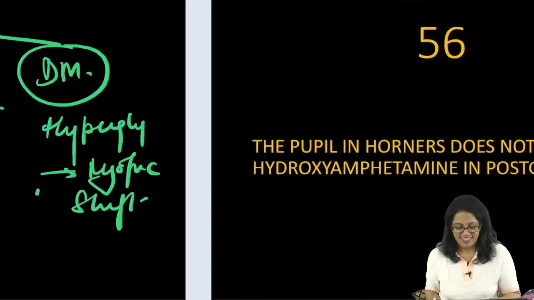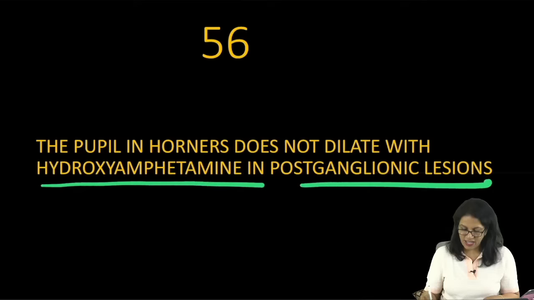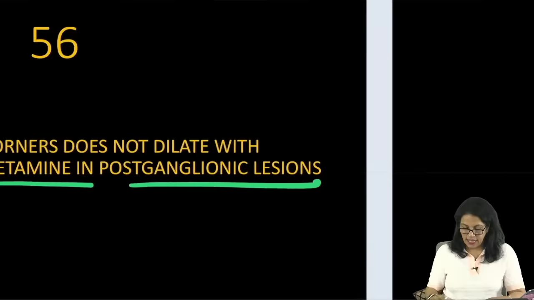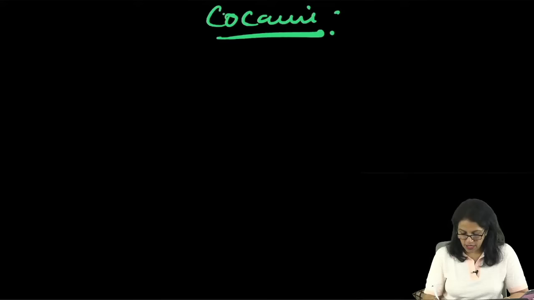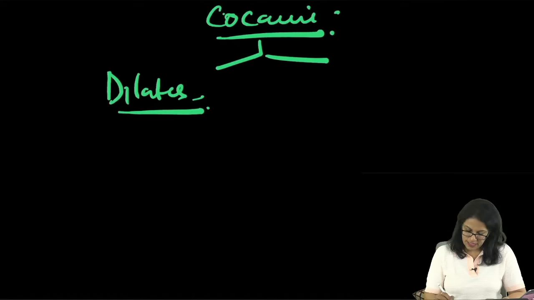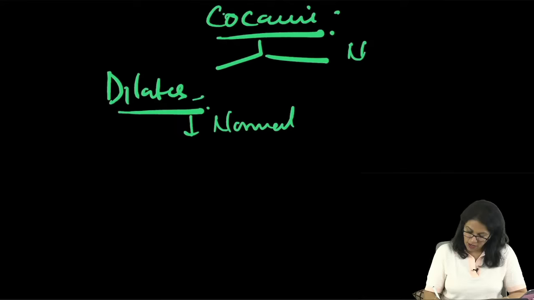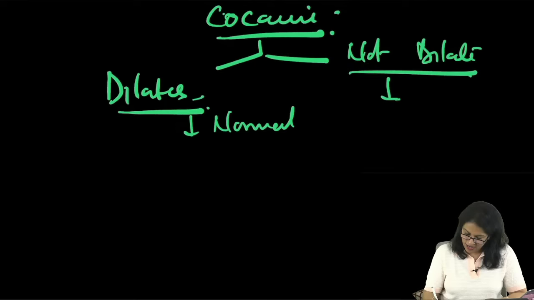Pupil in Horner's does not dilate with hydroxyamphetamine in post-ganglionic lesions. It was one of your questions of this exam. Therefore, I have taken it. Let's very quickly understand this test: when you are giving cocaine eye drops, what happens? If the pupil dilates, this is normal, right? This is a normal pupil. Not dilate means it is your Horner syndrome.